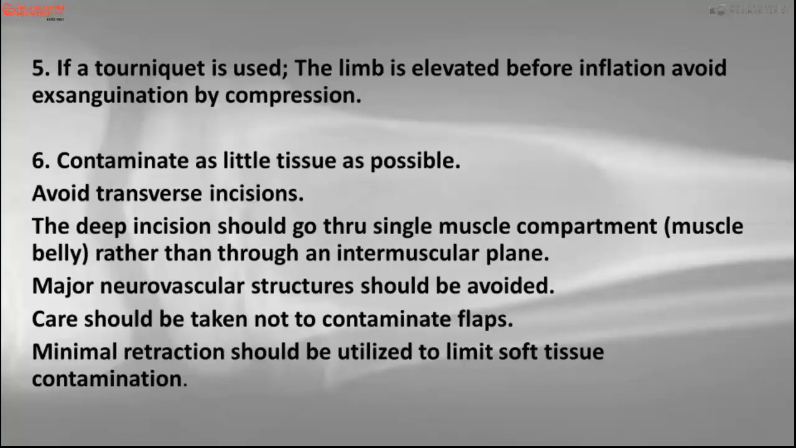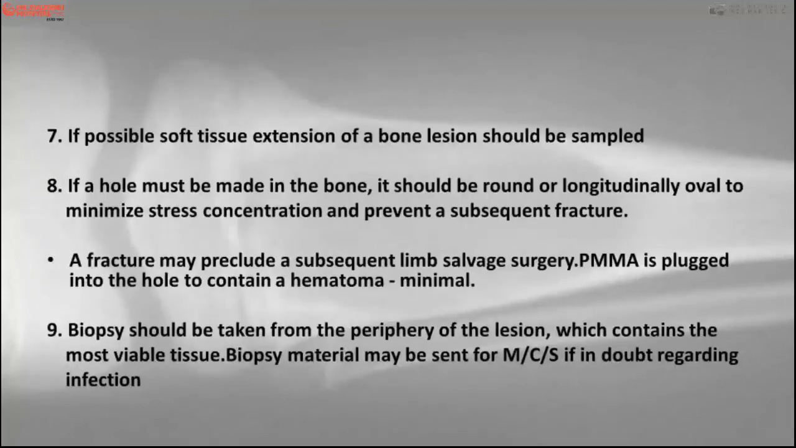We should avoid the neurovascular structures, and care must be taken not to contaminate the flaps, with minimal retraction and soft tissue injury. If possible, the soft tissue extension of the bone lesion should be sampled. And if we make a hole in the bone, it should be a round or a longitudinal oval hole, so that it doesn't end up in a stress fracture. At times, a fracture may preclude limb salvage surgery, so we might need a bone plug to control the hematoma.